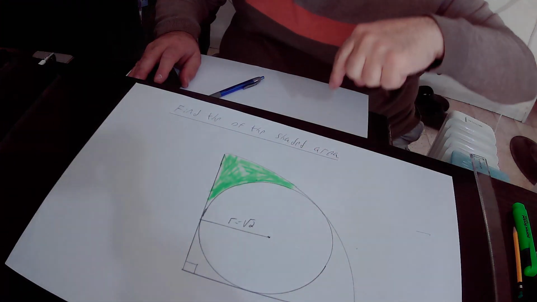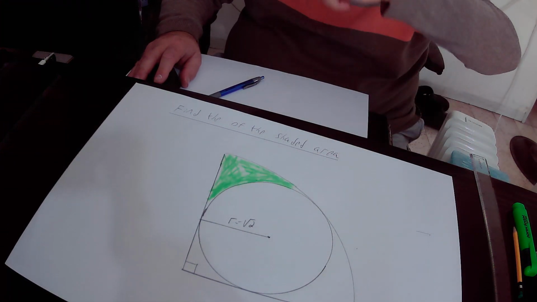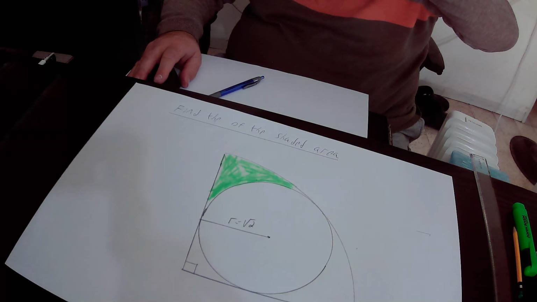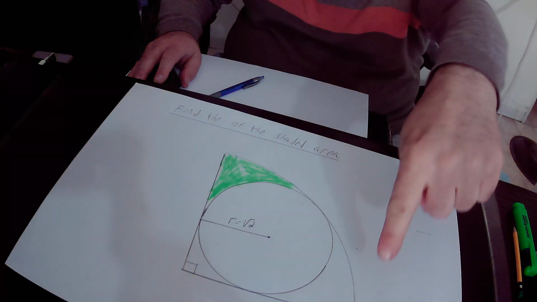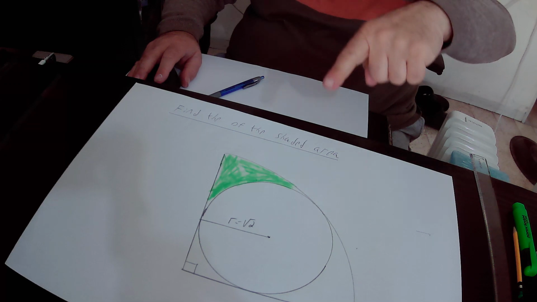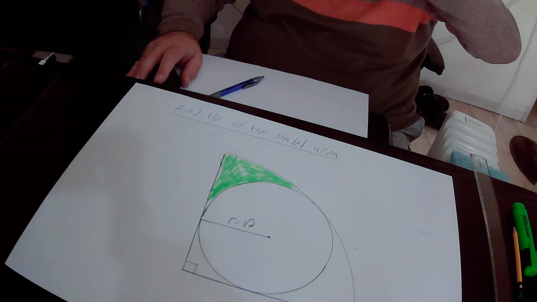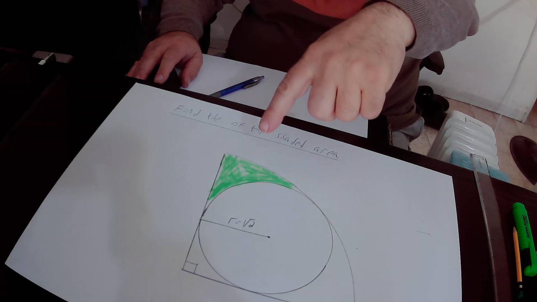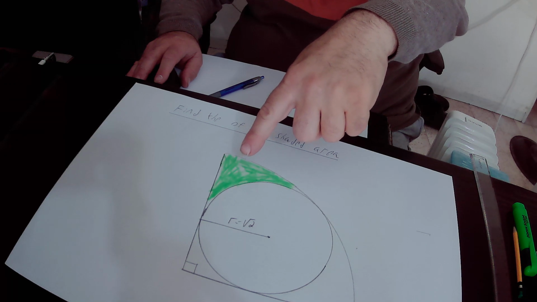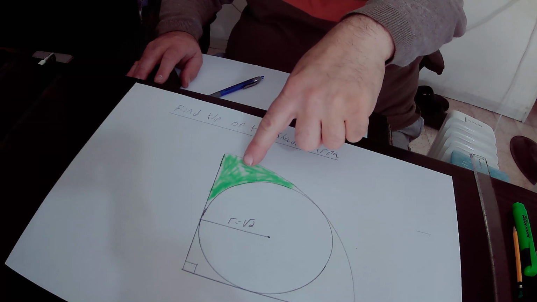Now, in this lecture, we find out the size of the shaded area. In the drawing, we have a circle that is inside this quarter circle. In addition, we know that the radius of this circle, r, equals the square root of 2 units. And our mission is to find out the size of this shaded area, or the size of the green area.